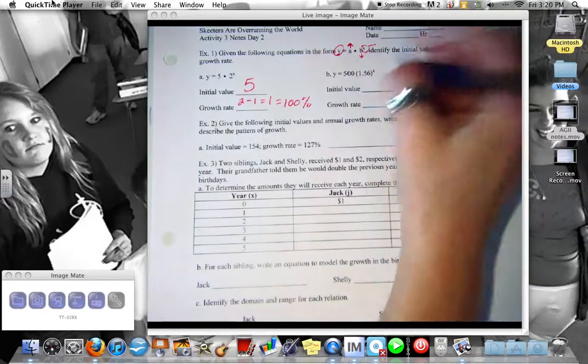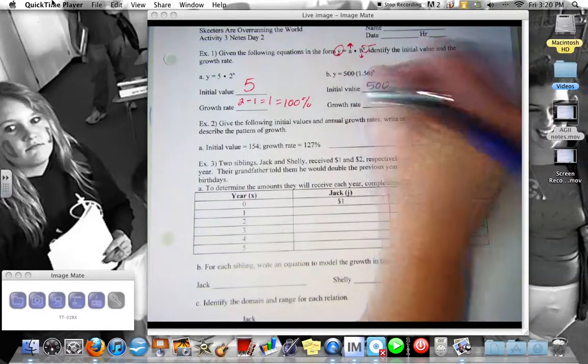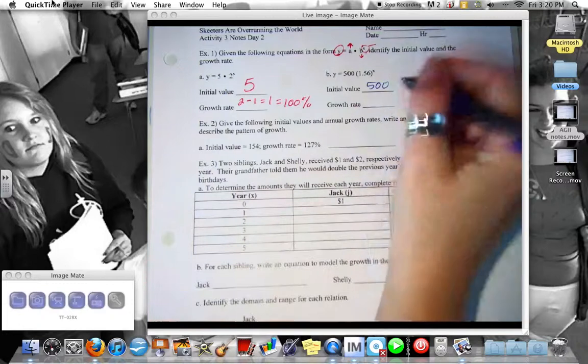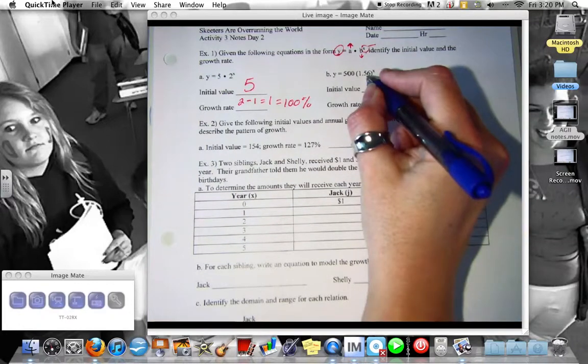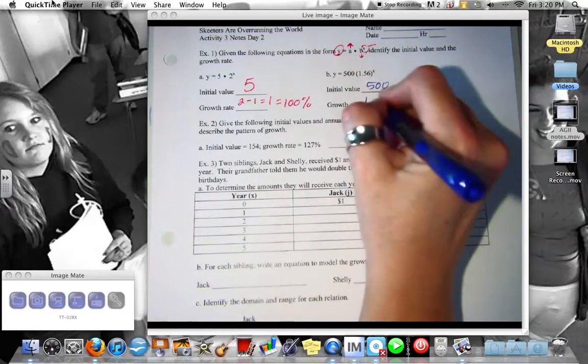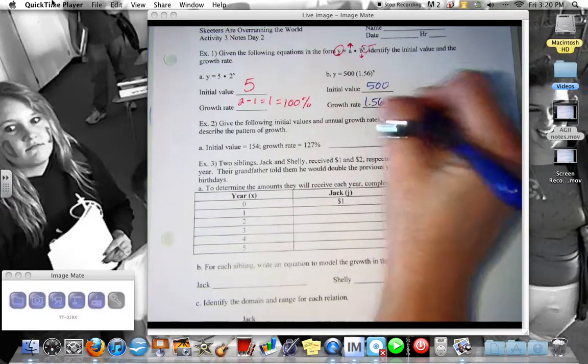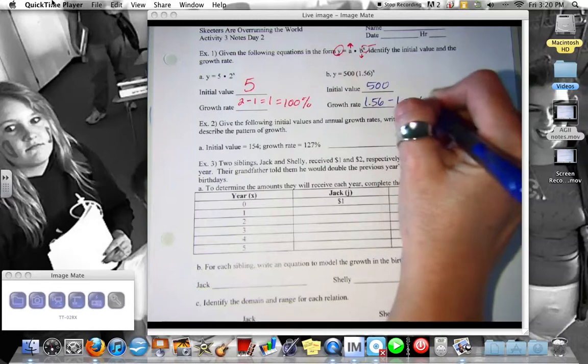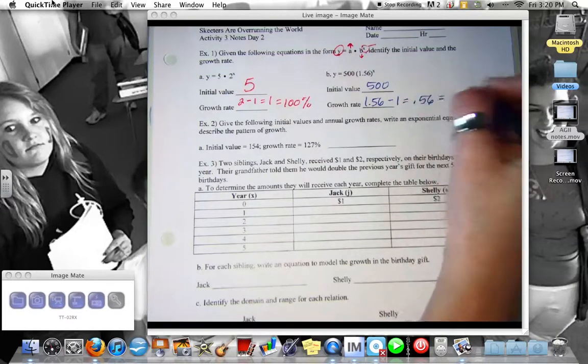B, initial value is 500. Growth rate, your factor is 1.56. Take away 1, that gives you 0.56, which equals 56%.